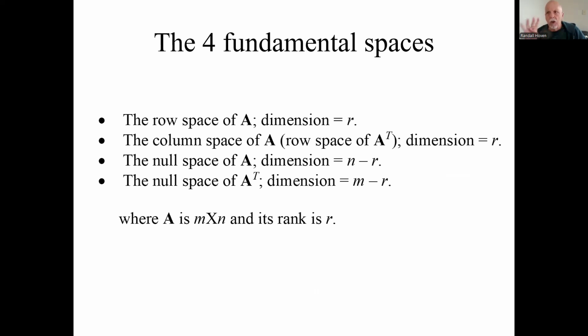I'm going to summarize all 4 spaces in the upcoming video, but now we've done them all. The row space of A, the column space of A, which you could call the row space of A transpose. So we have the row space of A, the row space of A transpose, the null space of A, and the null space of A transpose. It's kind of a full set. And we'll get into it, I'll do an example of all 4 in an upcoming video.